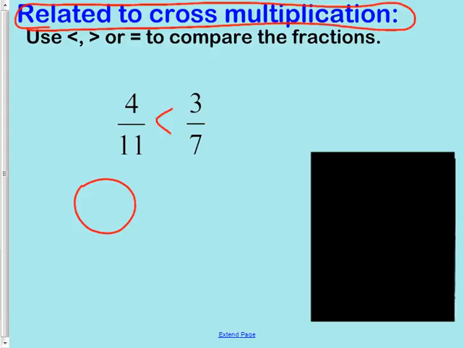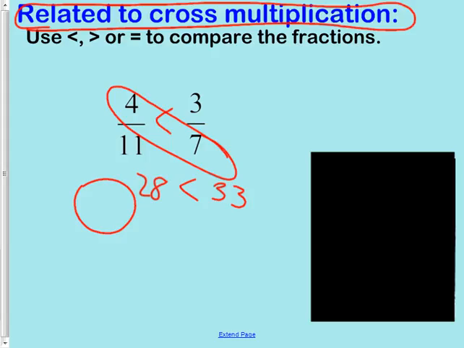Now, to me, that other method of cross multiplying just begs the question of which one you have to cross multiply first. Okay, and 7 times 4 is 28, and 3 times 11 is 33. And if you can remember that you always do those two first, and they go in there and it's a less than sign, cool. But I hate having a 50-50 chance of remembering which way it goes. So, what's a better way?